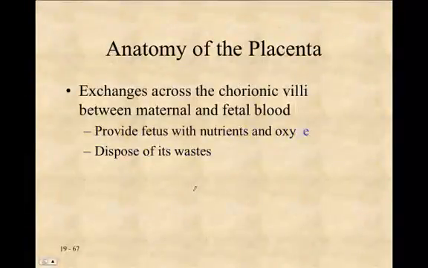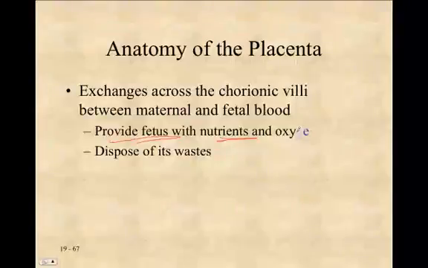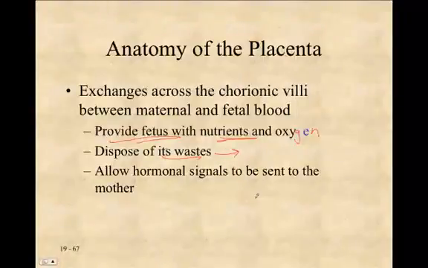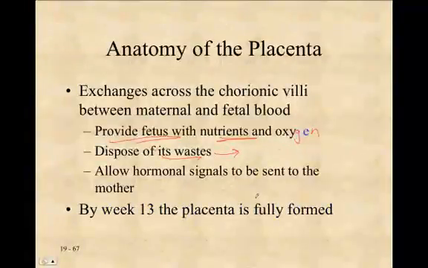So again, it's through these chorionic villi that the mom is going to provide the fetus with nutrients and, of course, with that important gas, oxygen. It's also where the fetus will exchange nutrients back with mom to get rid of waste products. So the fetus will dispose of its waste that way. This also allows hormonal signals to be sent to mom from the fetus. And by week 13, the placenta will be fully formed.